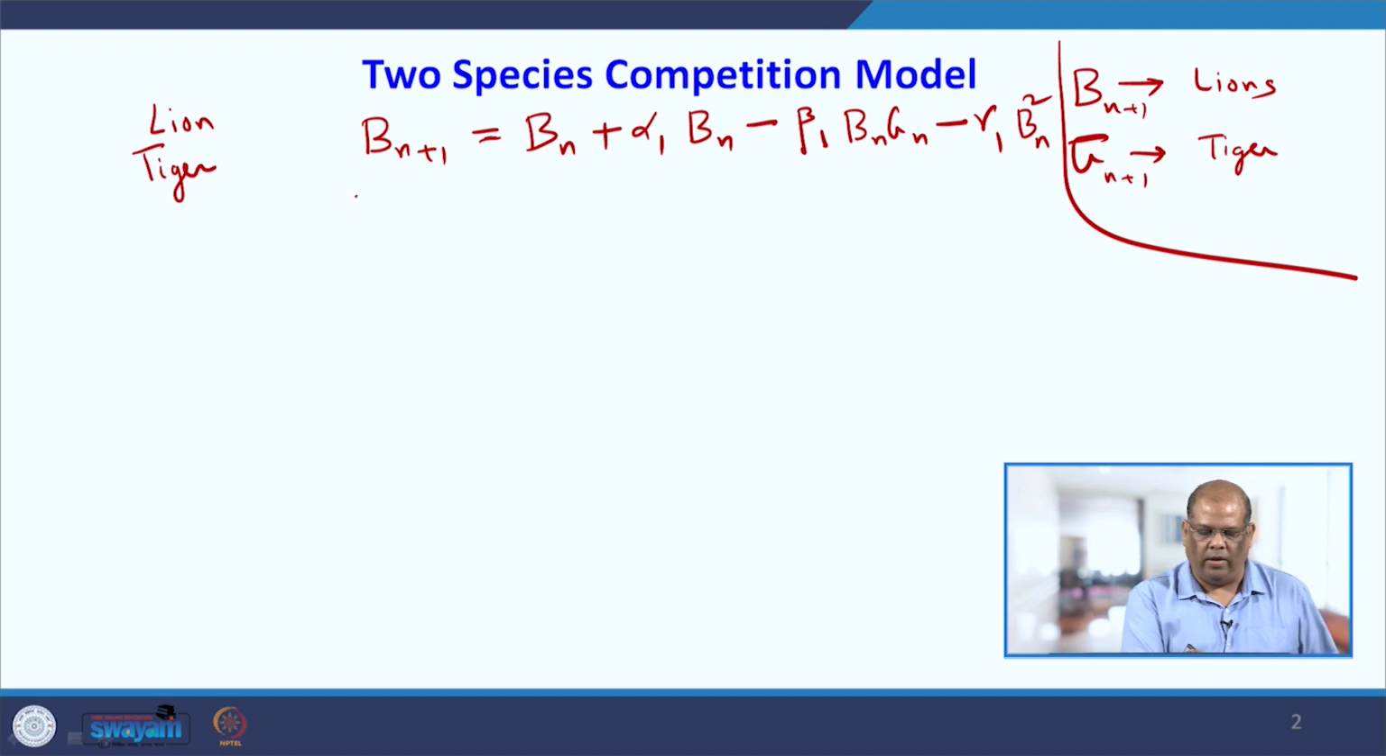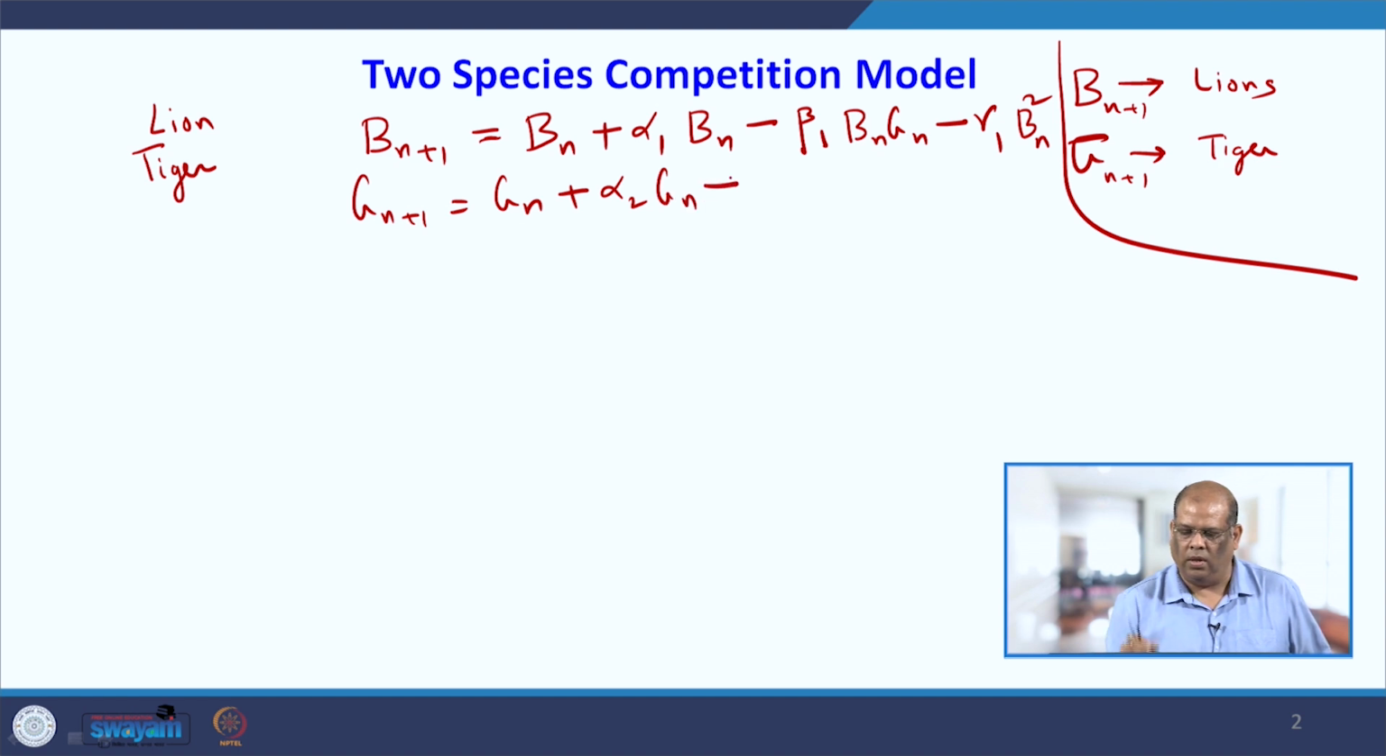In a similar manner, the tiger equation is going to be the number of tigers at time n plus 1 in terms of the nth time. Say they grow at a rate alpha 2, they are competing for food at a rate beta 2, and they are competing among each other at a rate gamma 2.